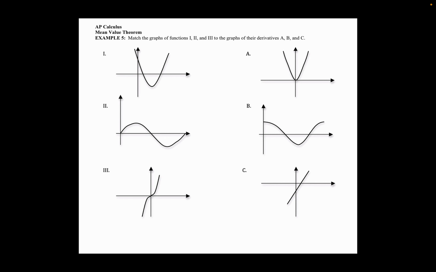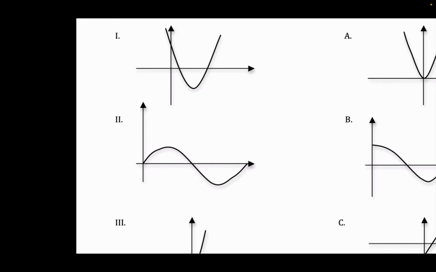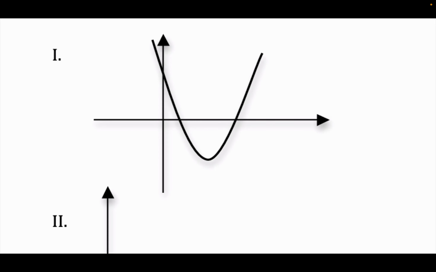Which one goes with which? There's a couple ways to do this. How do I match a graph with its derivative, or vice versa? Because that's the next thing we're going to get into. How do you do this? Well, the first way I do it is I start with the original and look for the derivative.